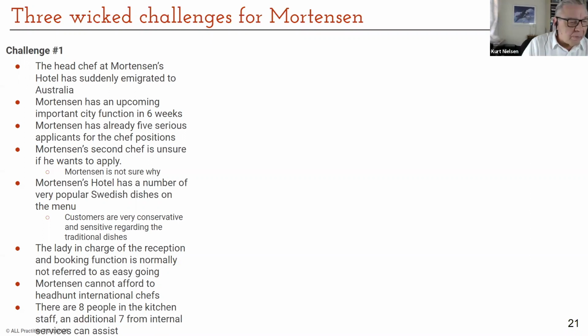Mortensen's hotel has a number of very popular Swedish dishes on the menu. Köttbullar, for example. And the Swedish are very picky and very conservative about this: you don't mess with our recipes. So he's very concerned about it. The lady in charge of the reception is normally not referred to as easygoing, to put it politely. He can't afford to headhunt. There are 8 people in the kitchen staff, an additional 7. What are we going to suggest he do?